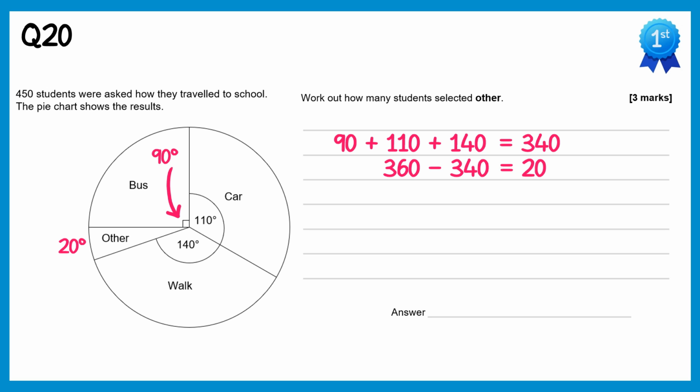Now we need to work out how many students there were in other. So if we write the fraction of students in the pie chart, which is other, that's 20 out of a total 360, and then in the question we're told there are 450 students. So this is the fraction of the pie chart we need, so it's also the fraction of the students we need. So we multiply this by 450, and we get the answer, 25 students.